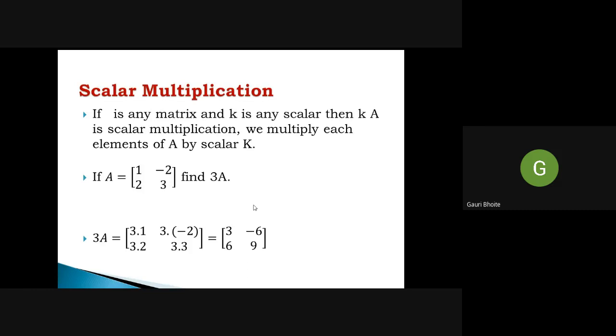Then an important part is scalar multiplication. When we multiply any matrix by a single constant scalar k, we multiply each element, not only a single row or only one element, each element of that matrix by that scalar k, and then we get a new matrix. So this 3A, where A is 1, minus 2, 2, 3. What is 3A? I multiply each element of this matrix A by scalar 3. So here 3, minus 6, 2 into 3 is 6, and 9. Okay.